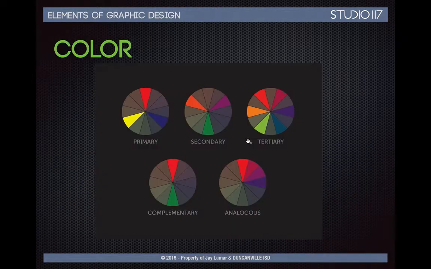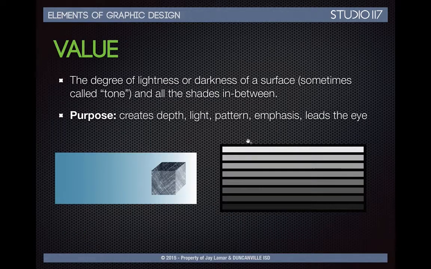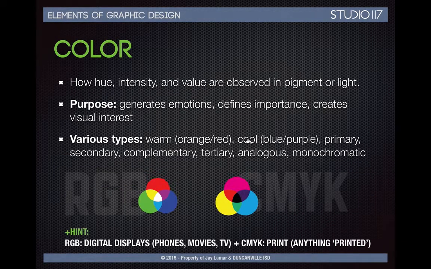You can see the other ones here that we talked about, and here we are back at color. So remember that color is basically how hue, intensity, and value are observed in pigment or light. Without the sun, we wouldn't see any colors at all, obviously. So light is an essential part of that.